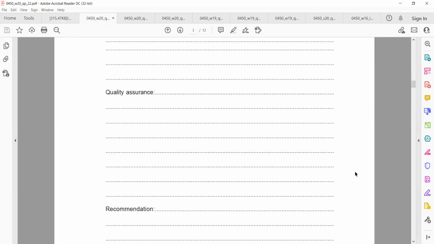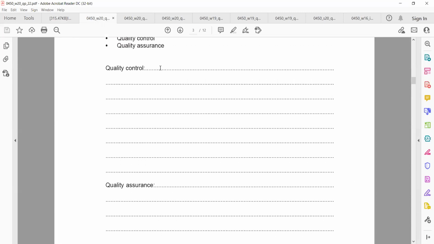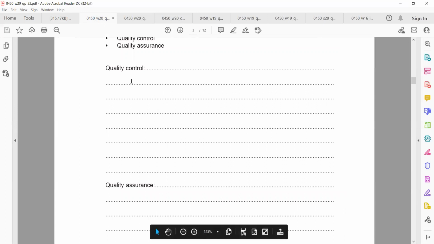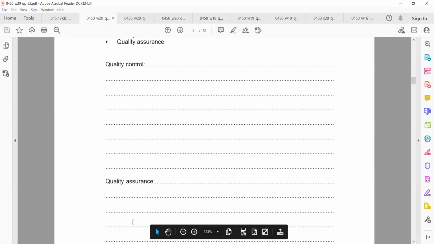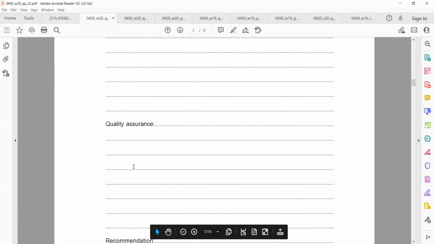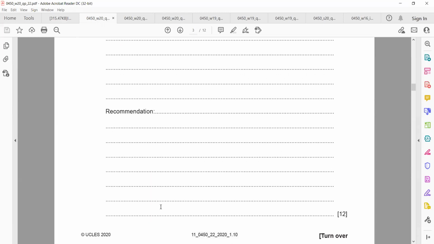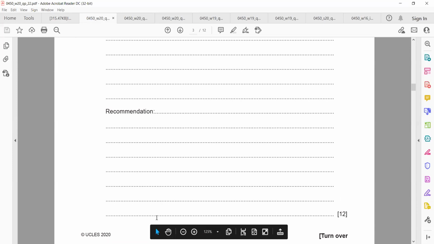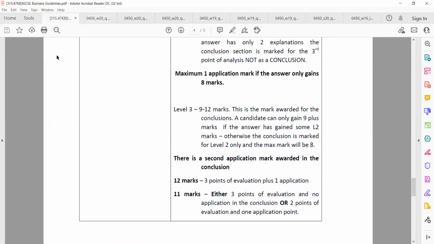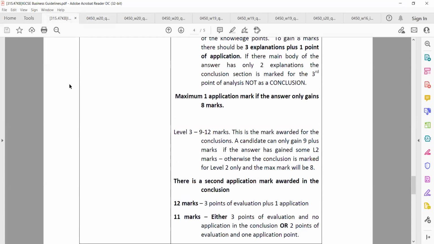Basically, I repeat: one knowledge here, one knowledge here, two analysis here, two analysis here, one application here, one application for the second one. For the recommendation or conclusion, 3 evaluation, 1 application. Okay, I'll go back first to the structure. So this is how it looks like.